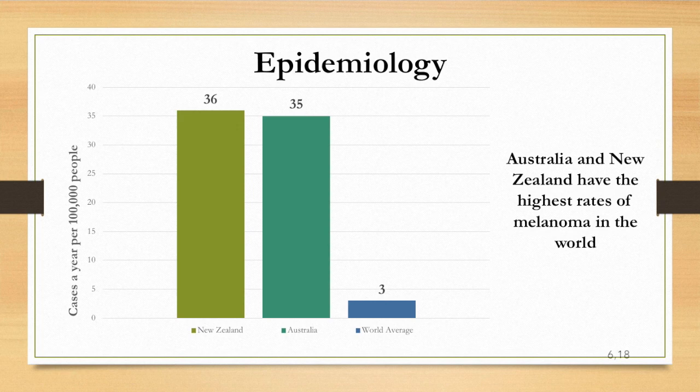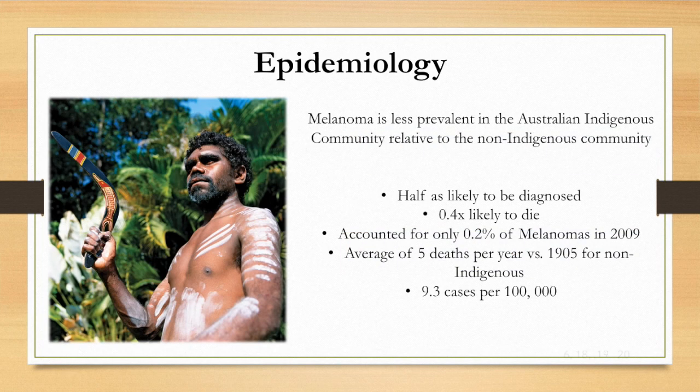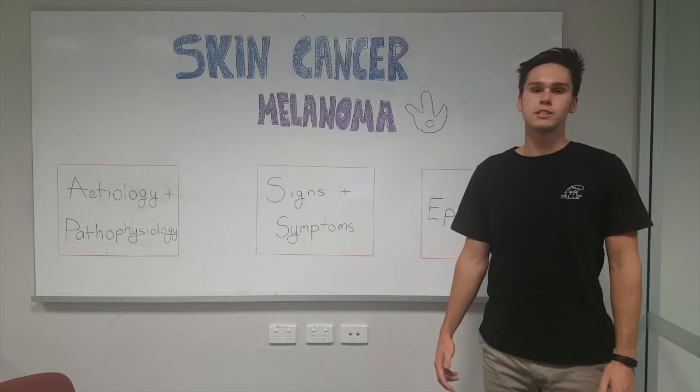To start with, Australia and New Zealand have the highest rates of melanoma in the world, at 11 times higher than the world average. It is Australia's fourth most common cancer, with 1 in 13 men and 1 in 22 women being diagnosed. The majority of these are those aged 60 to 69, but the highest incident rate belongs to those over 80. Indigenous Australians have a lower risk due to their higher melanin concentration, causing their skin to be darker. This is represented by them only contributing to 0.2% of melanomas at a rate of 9.3 per 100,000 compared to 35 for non-Indigenous Australians.